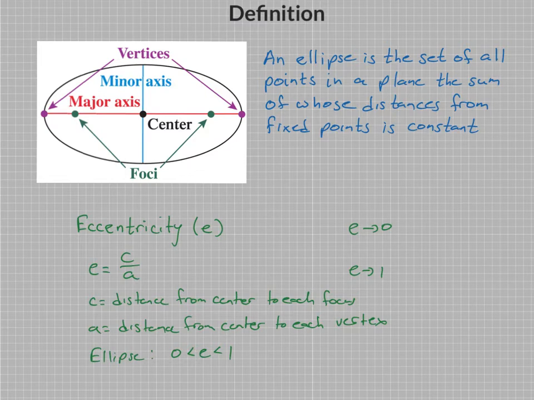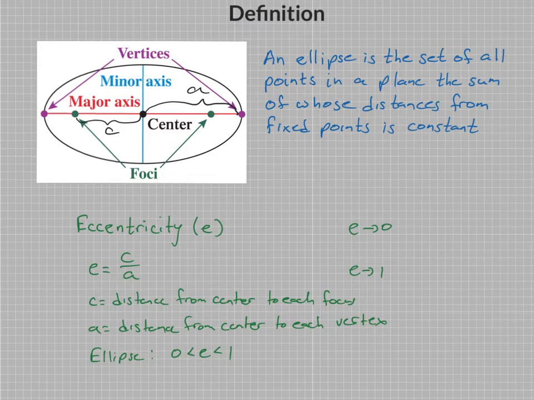Another thing you're going to find in this is that we're going to be dealing with what's called the eccentricity, and we use the letter e for that. e is equal to c over a. And in this case, c represents the distance from the center point to each focus. So it's going to be this distance right there. That's c. a represents the distance from the center to each vertex. So this distance right here, that's a. And so you can see from this that c is always going to be smaller than a.